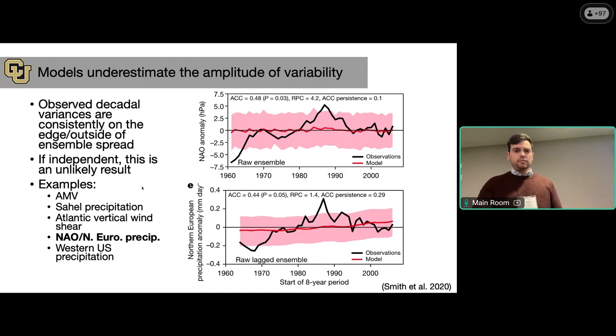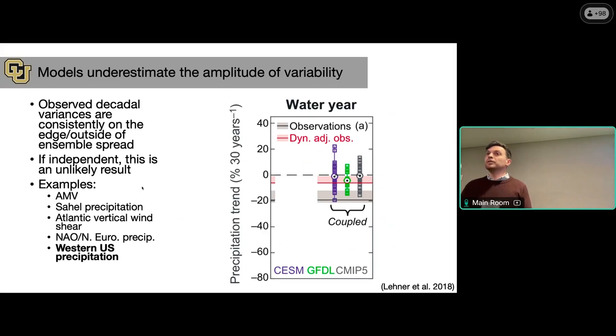And finally, we see the same thing for a PDO impact. So this seems to be really consistent, not just in the Atlantic, but across the globe, or at least in the extratropics, that observations, which are the black horizontal line at the bottom of the plot, seem to be at the very edge of the spread produced by models. It looks like one member of CESM produces a drying trend in the Western US that looks like observations.